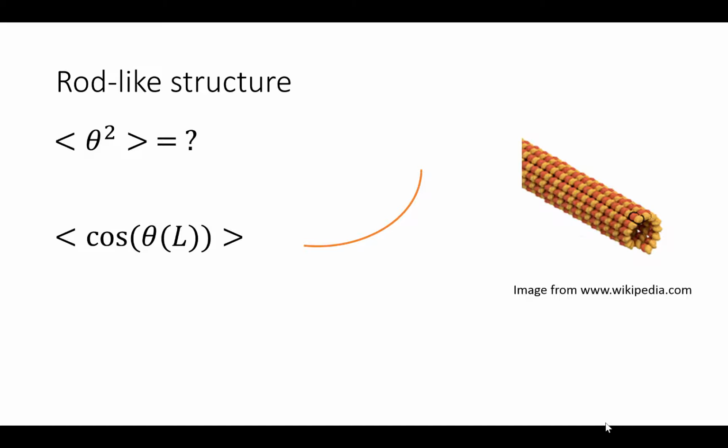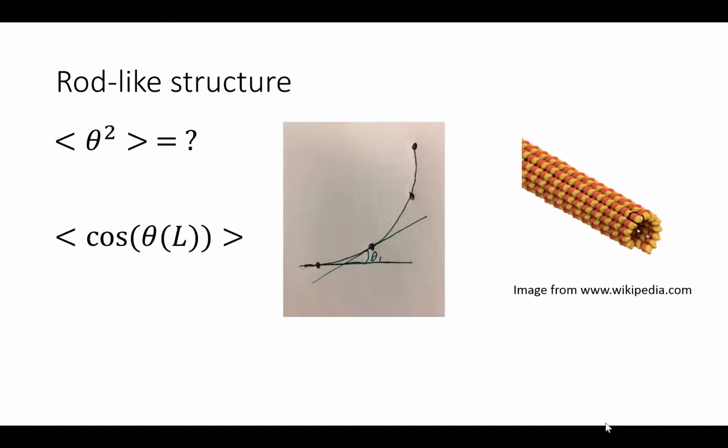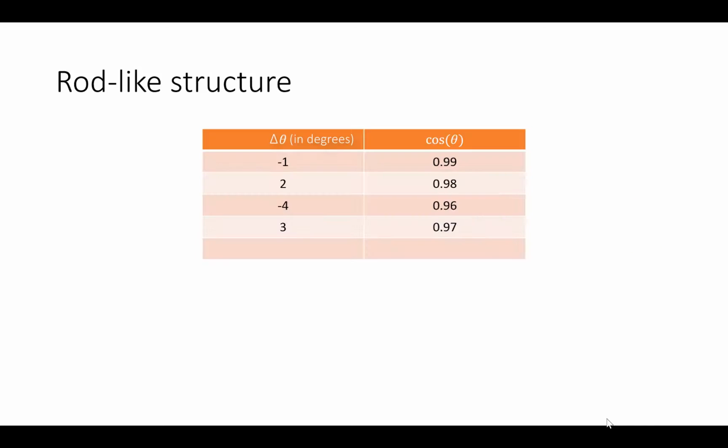To do so, we can repeat this calculation at different points on the rod we are actually following, as shown in the following small animation. For instance, if the change in the angle is -1 degree, then 2 degrees, -4 degrees, and then 3 degrees, the cosines are respectively 0.99, 0.898, 0.96, and 0.97. So the average of the cosines is equal to 0.975.